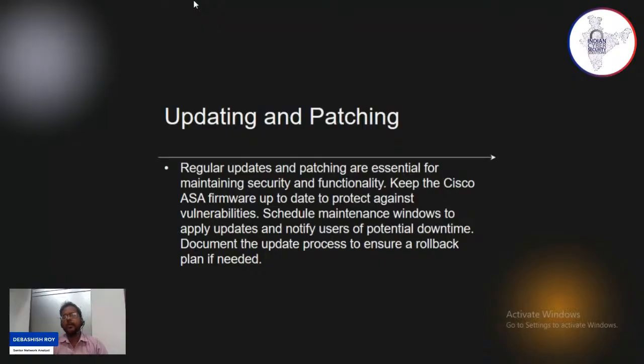So use debug commands on the ASA to gain visibility into the connection process. And also you have to do regular updates and patching, that is very essential for maintaining the security functionality. You have to keep the Cisco ASA firmware up to date to protect against vulnerabilities and outside attack. You also have to schedule maintenance windows to apply updates, and you have to notify users of potential downtime. So all these things you have to do in the ASA.